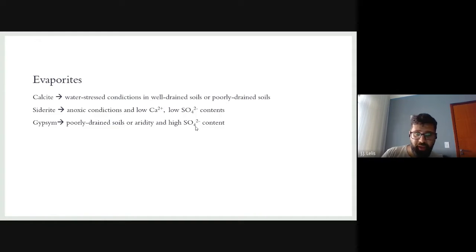Or if I have a soil that's very close to the sea, that has the influence of tidal water, and it's a poorly drained soil, and there we have some calcium that could be released from the organic materials, or from the weathering of primary minerals, it combines the calcium and sulfate and forms gypsum.